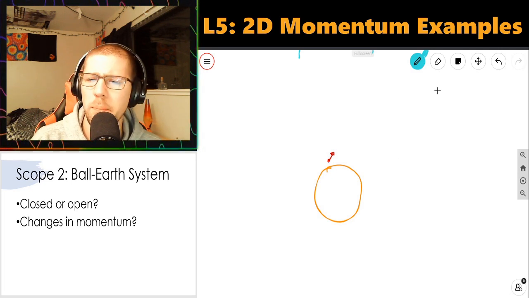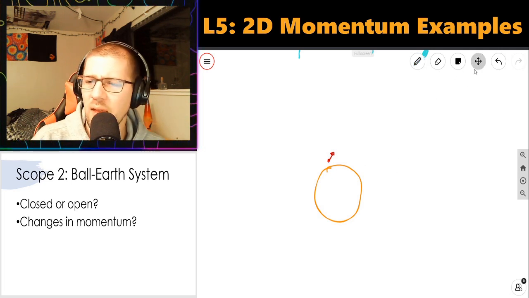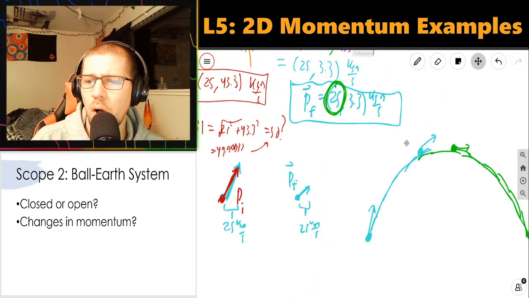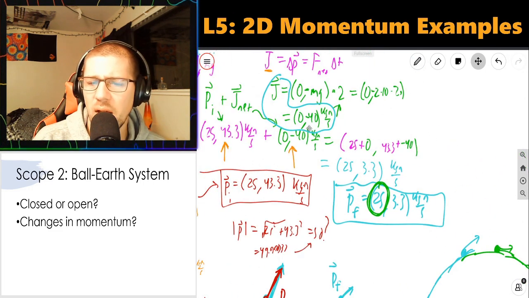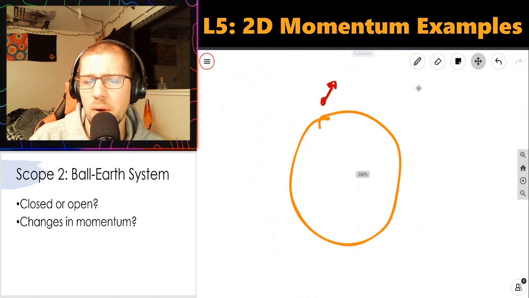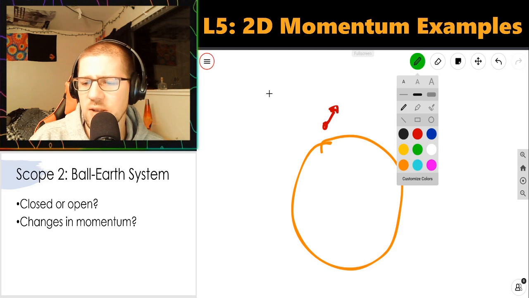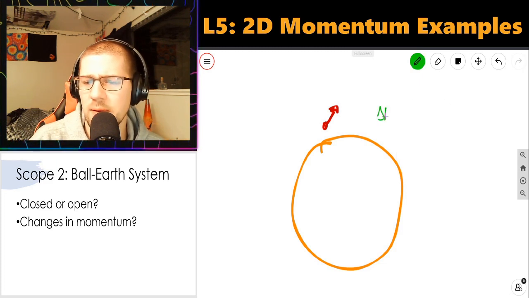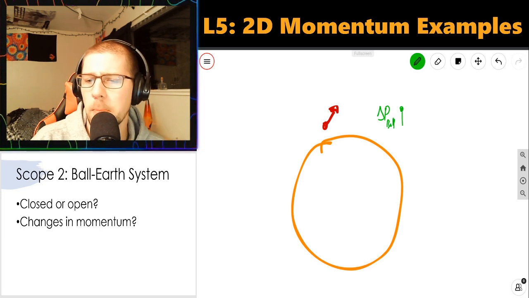What I want to pull your attention to here is that the change in momentum of this ball was a negative number, or a vector that points down in the vertical direction. So the change in momentum of the ball over that 2-second interval, here's delta p. Delta p for the ball points down.